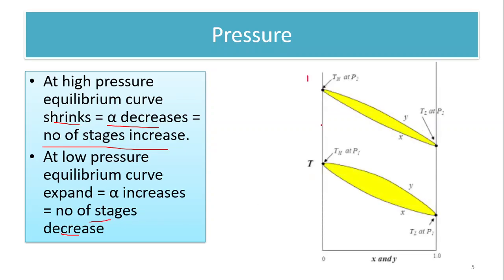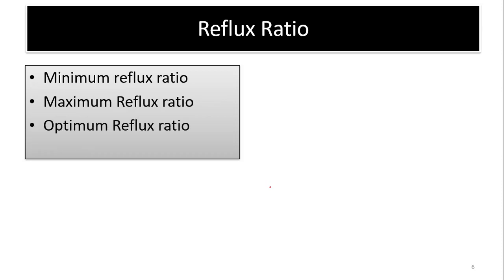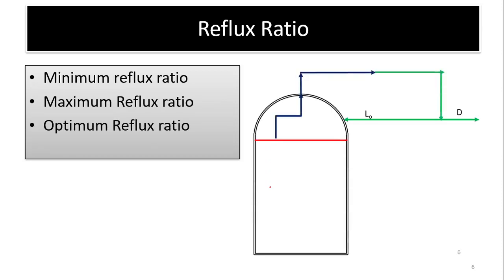We have gone through this diagram where P2 is greater than P1, and you can see the envelope in P1 is larger compared to P2. That is why in the envelope of P1, the number of stages is less compared to the number of stages in P2. And then the fourth parameter, that is the reflux ratio. We are going to discuss much more about the reflux ratio. In fact, the reflux ratio has three important parameters: one is the minimum reflux ratio, second is the maximum reflux ratio, and third is the optimum reflux ratio. Let us look at them one by one.